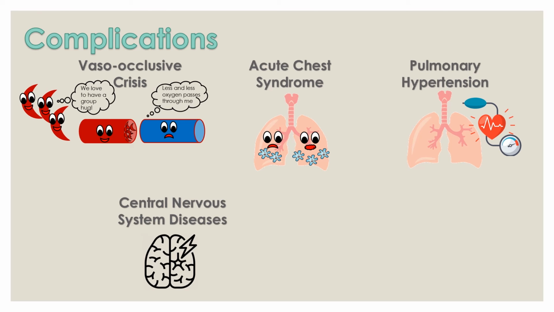The most common central nervous system diseases associated with sickle cell disease are stroke and silent cerebral infarcts, or vasculopathy. The presence of cerebral vasculopathy compromises the cerebral blood flow. Silent cerebral infarct is the most common permanent neurological injury in children with sickle cell disease.